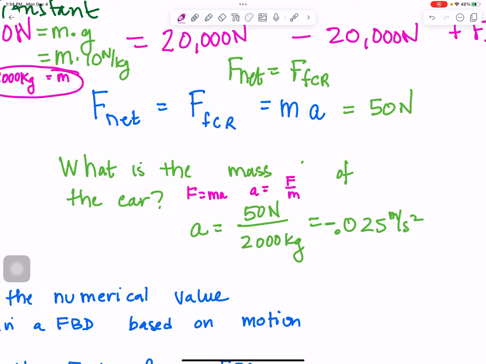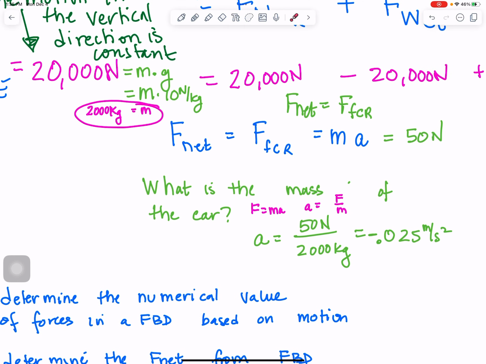So my net force is 50 newtons. I just figured out the mass was 2,000 kilograms, and so that gives me 0.025 meters per second squared. And I'm putting in negative because I know it goes to the left, and this is the correct unit for acceleration. Okay, so a lot happened, a lot of information.